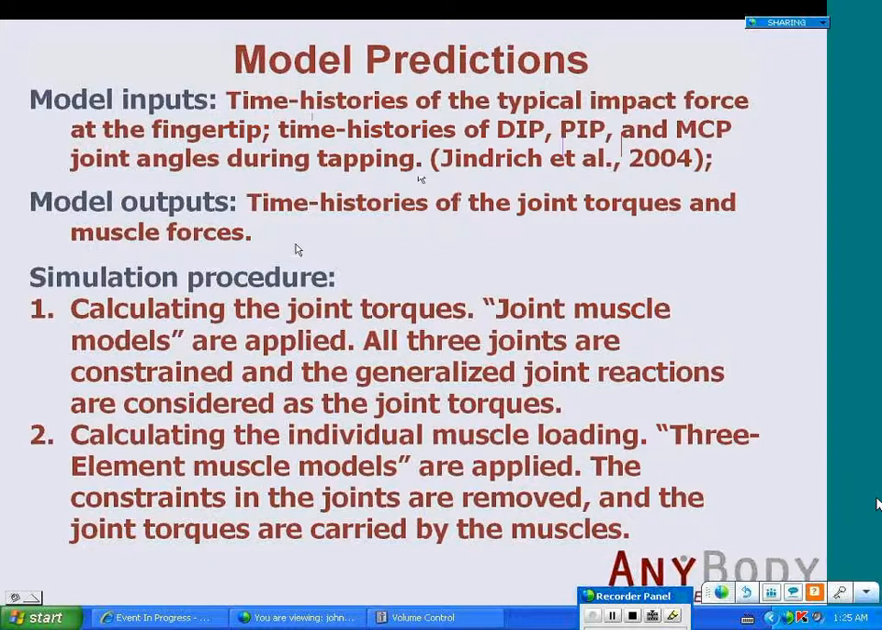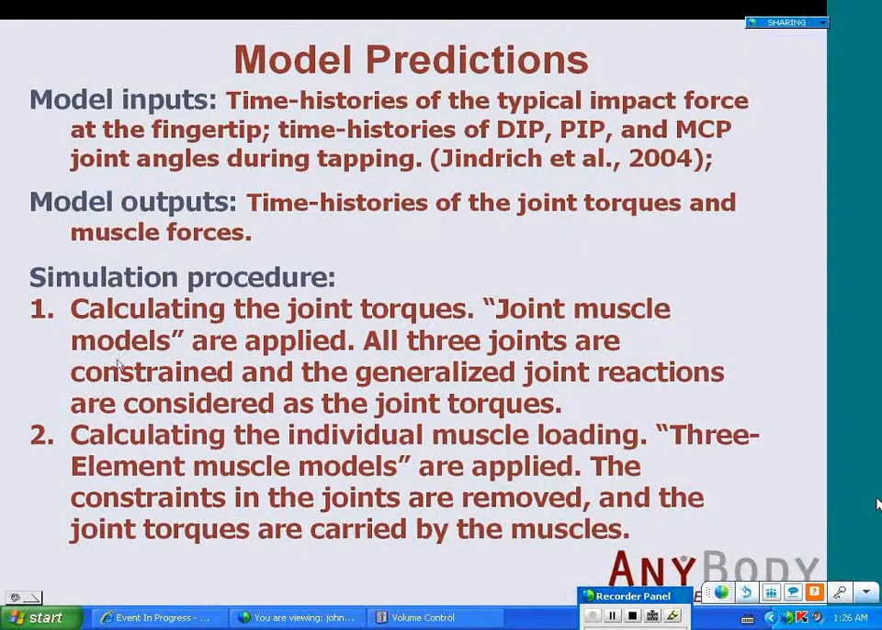So in this study we did two kinds of simulation. First, we simulated the joint moment as a function of time. In the first stage, in order to calculate joint torque, we assume no muscle. All the muscle force is concentrated in the joint, so-called joint muscles are applied. All three joints are constrained. Then the generalized joint action is considered as the joint torque output.